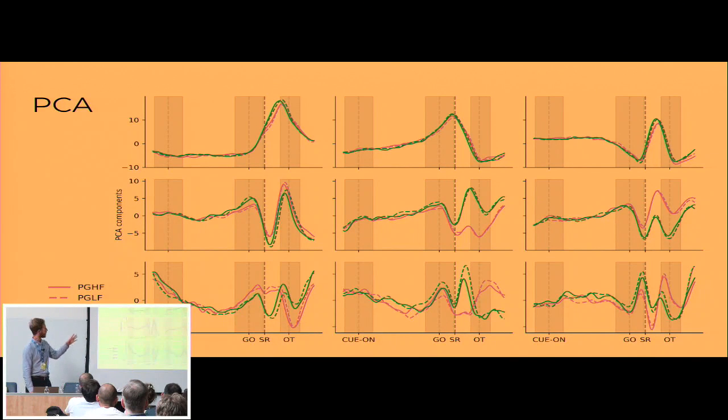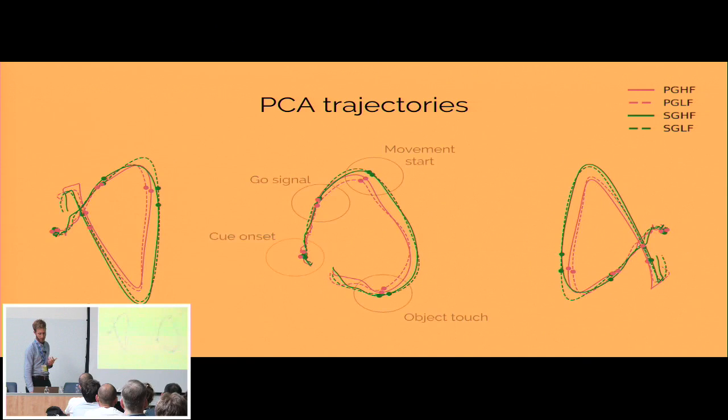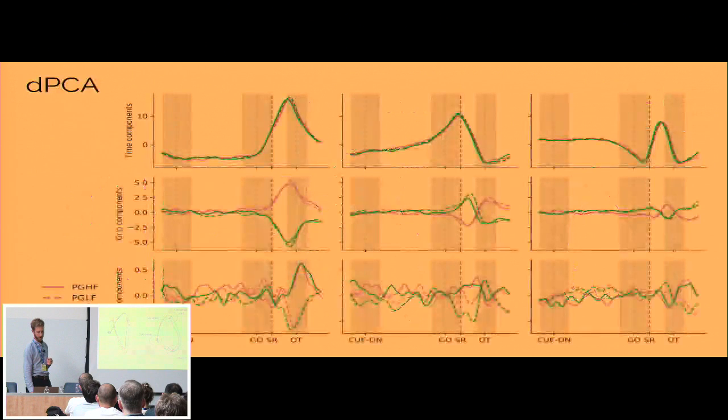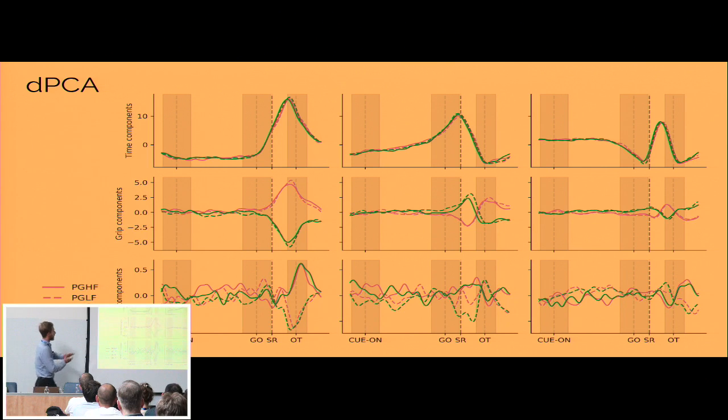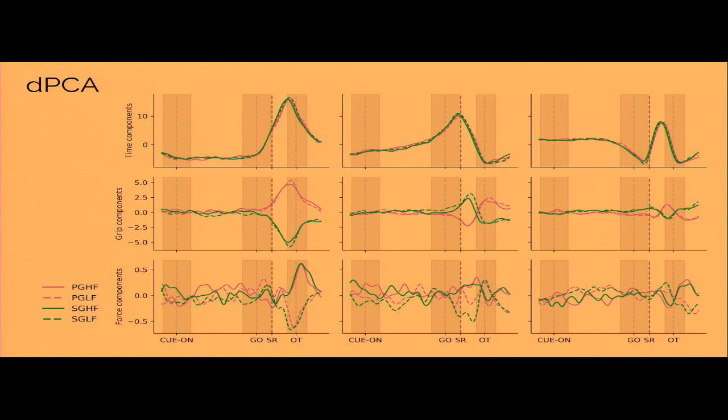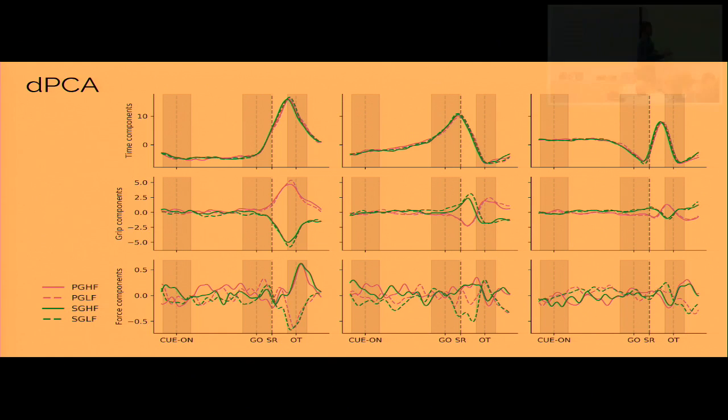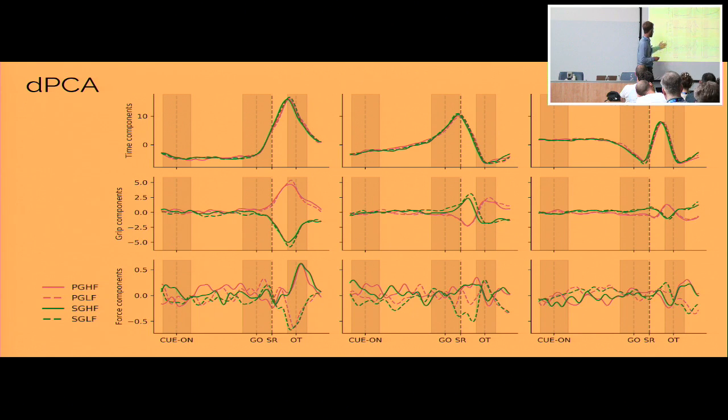But starting from this picture, basically dPCA allows us to say, hey, we're interested in time, we're interested in grip type, and we're interested in the force that the monkey is exerting. Can we get a cleaner decomposition? And yes, we can. So in the top row, we have time components. These are components that are trying to capture variance over time, irrespective of differences in grip type. Then we have the grip components, which are only focusing on the differences in grip. And then we have the force components. I hope you can see that this is a cleaner, although of course slightly supervised, picture of our data.